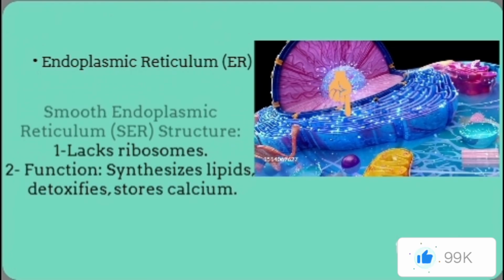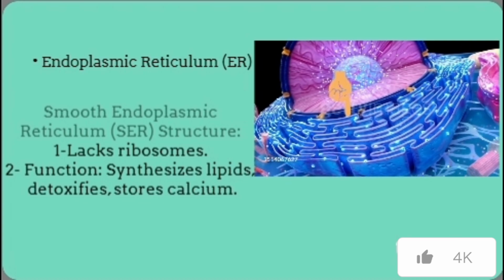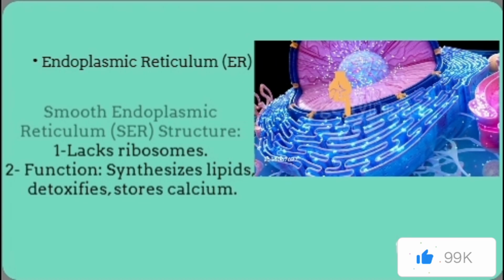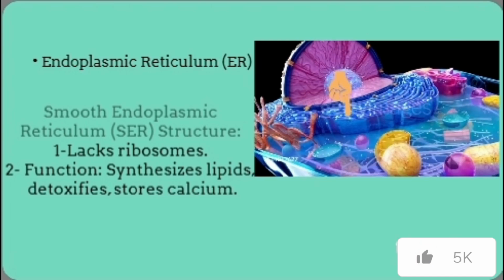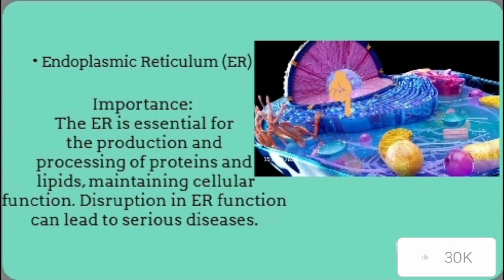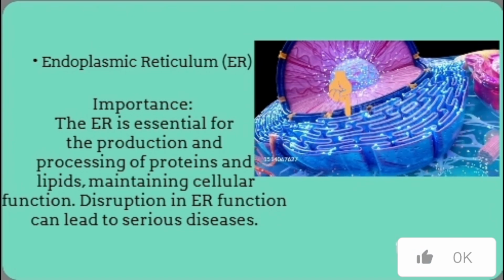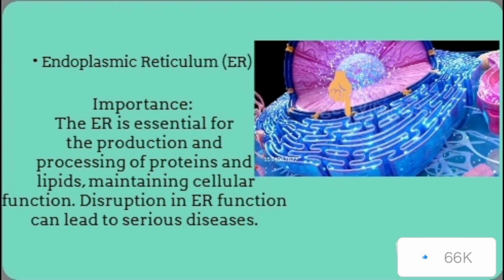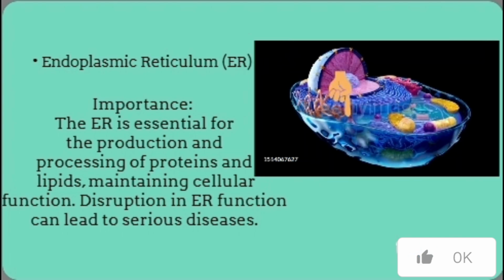B. Smooth endoplasmic reticulum, SER. Its structure lacks ribosomes, so it looks smooth. Its job is to make lipids, fats, detoxify harmful substances, and store calcium. The endoplasmic reticulum is super important for making and processing proteins and lipids, which are crucial for cell function. If the endoplasmic reticulum doesn't work properly, it can cause serious diseases.